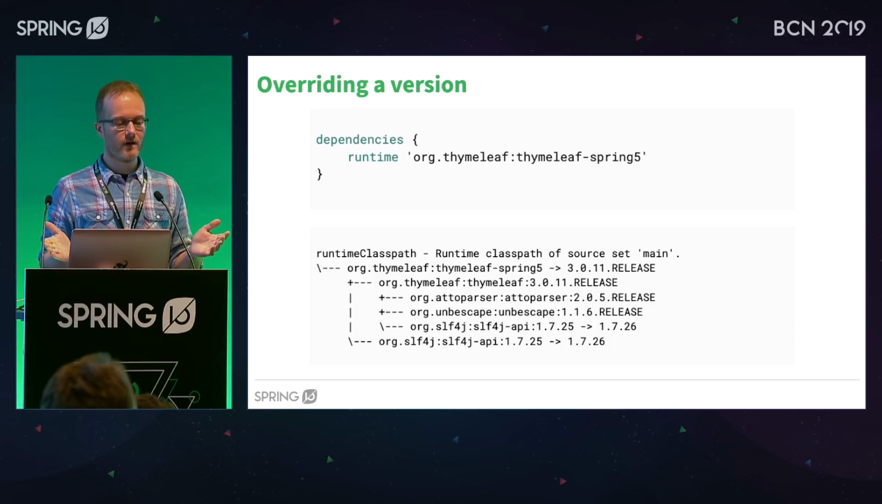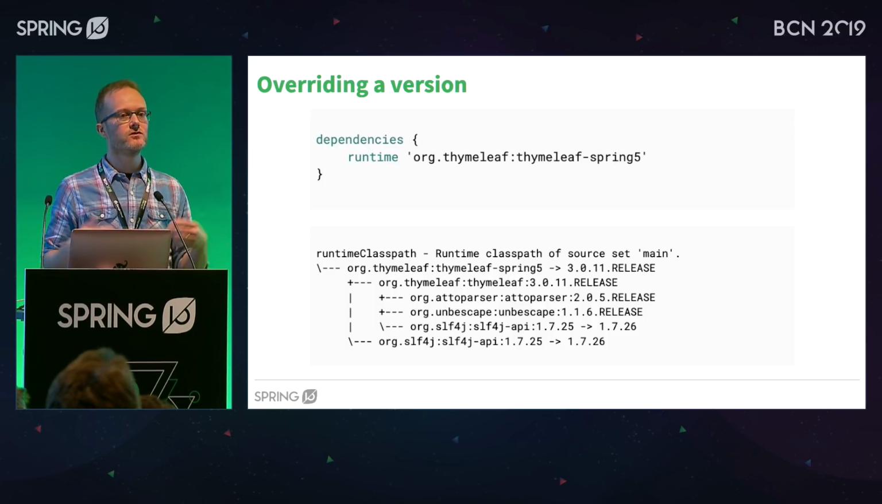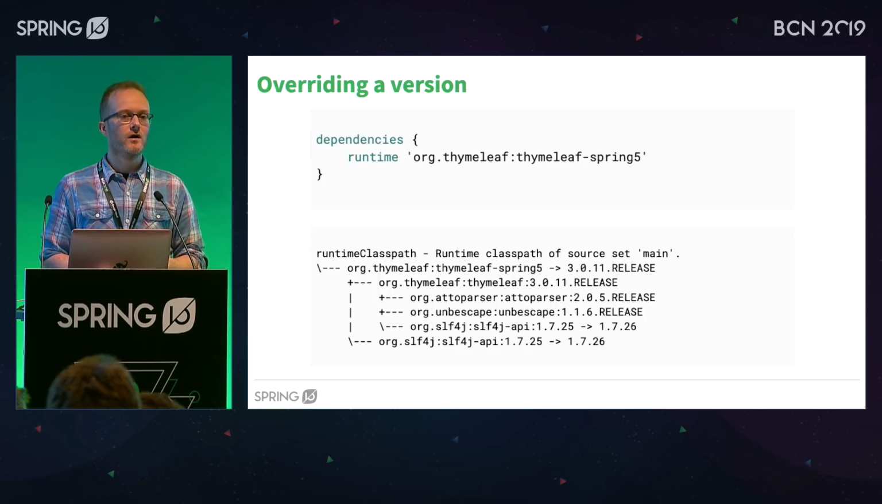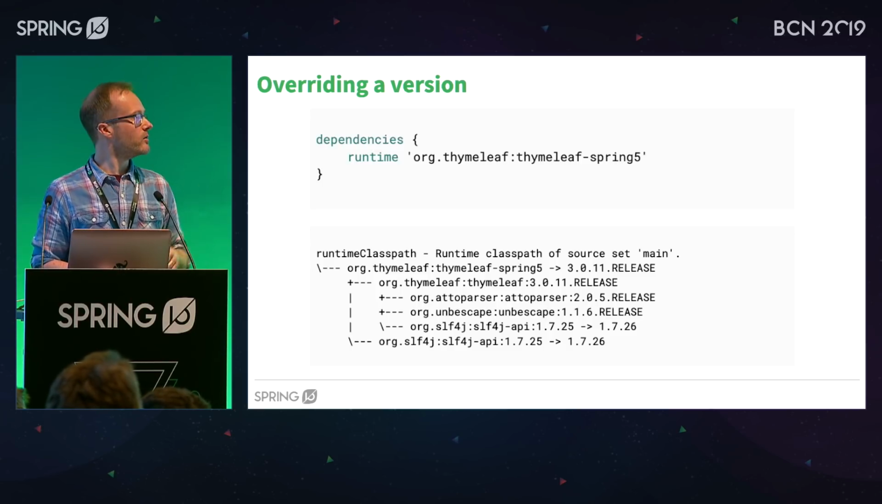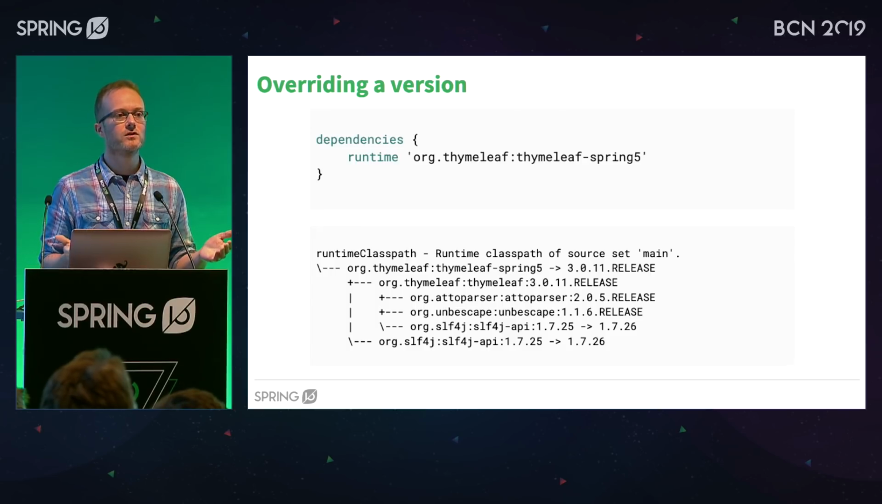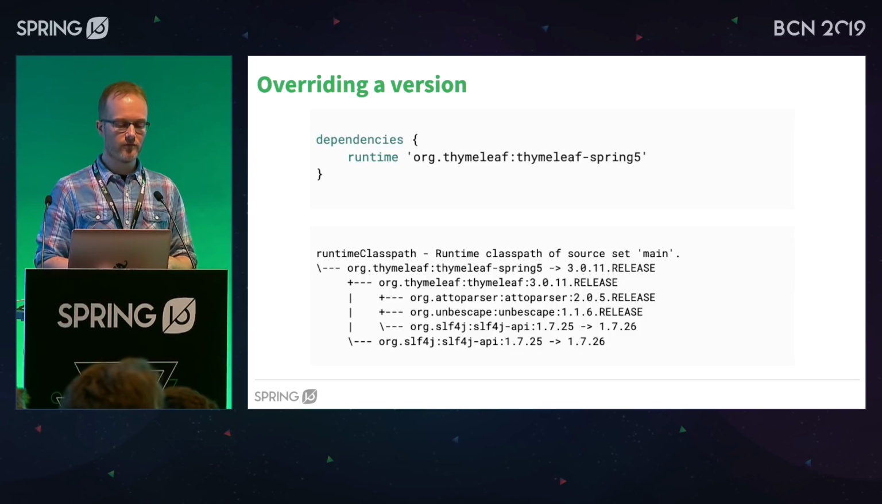So here we have a Thymeleaf Spring 5 dependency, and I haven't specified a version. So this is just standard dependency management. By not specifying a version, you're saying, let the dependency management plugin dictate the version. You can see here that the Thymeleaf Spring 5 module, this little arrow indicates that we're going to use 3.0.11 release, and that version has come from the Dependency Management Plugin. You can also see where it's overridden some opinions.